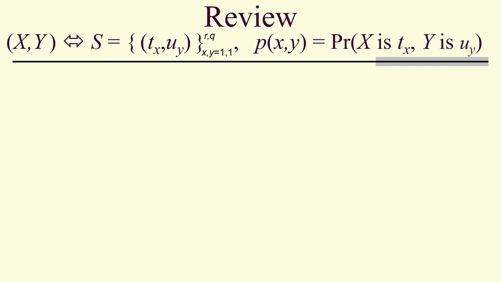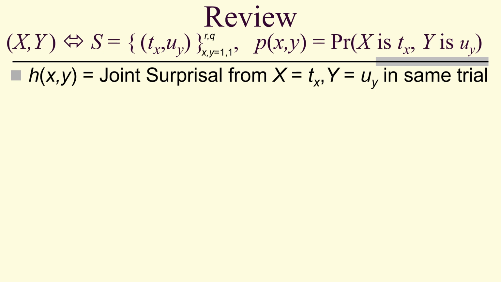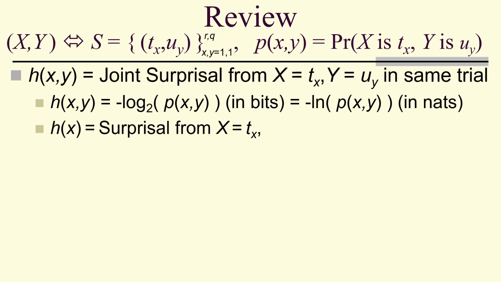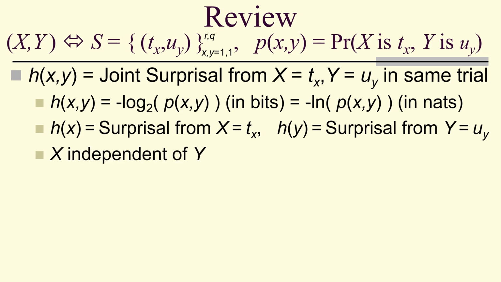So let's review. Suppose we have a joint probability distribution. Then we get joint surprisal from x being t sub x and y being u sub y in the same trial. It's the negative base 2 logarithm of p of xy in bits, or the negative natural log of p of xy in nats. So h of x is the surprisal from x equals t sub x, h of y is the surprisal from y equals u sub y. If x is independent of y, then the joint self-information is equal to the sum of the individual self-informations.